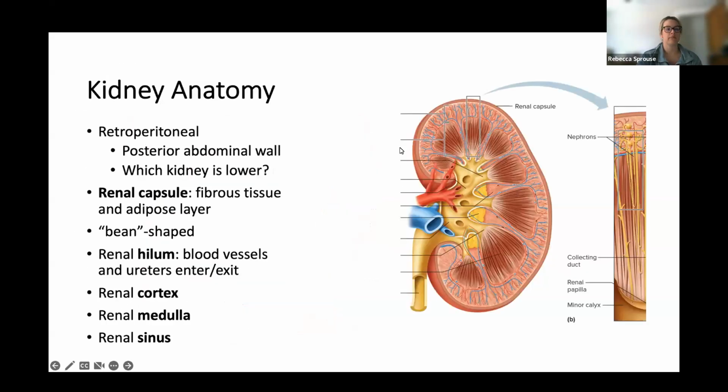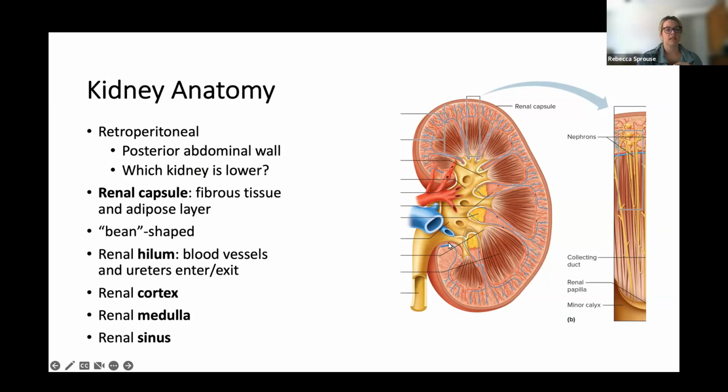The kidney is surrounded by a renal capsule, which is a thin layer of outer fibrous tissue, and fat. So again, in dissection, when you pull that kidney out, it's covered in a layer of fat and then kind of like a sac. That's going to be the renal capsule.